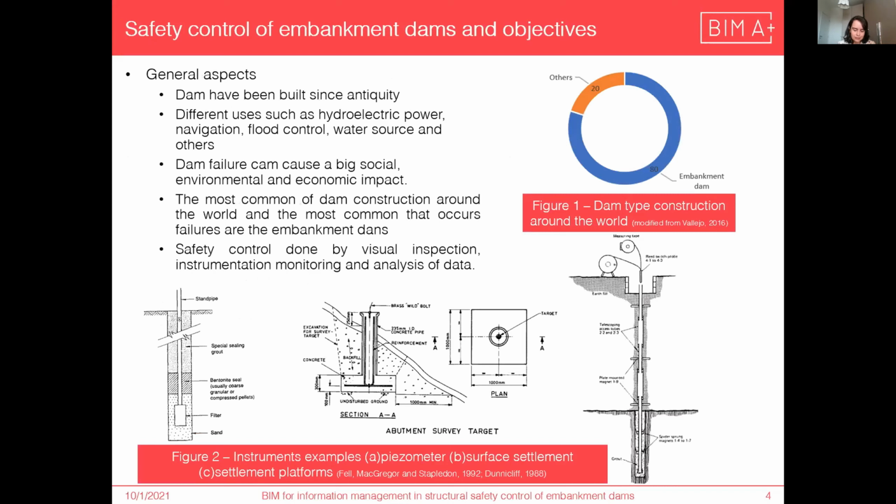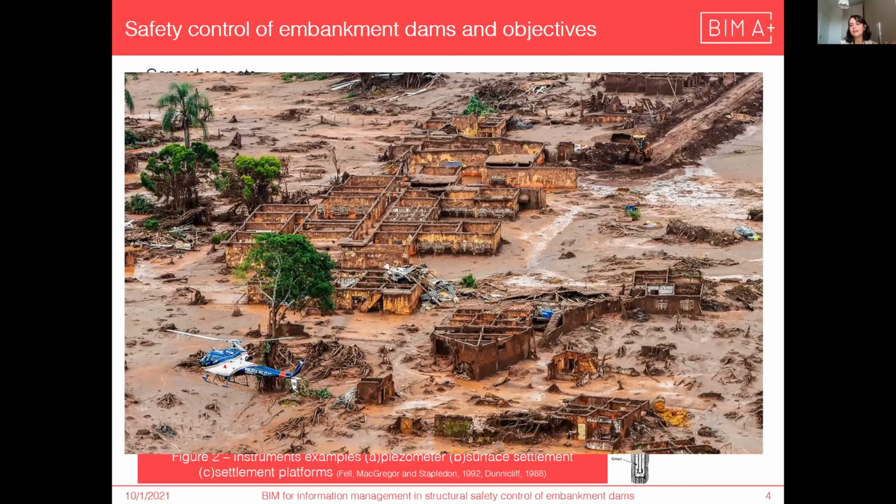Dams have been built since antiquity for different kinds of uses. And although we have had a lot of improvement in technology and in structural and geotechnical works, we still have huge problems like dam failure. When we have a rupture of the dam, we have a lot of social, environmental and economic impacts.